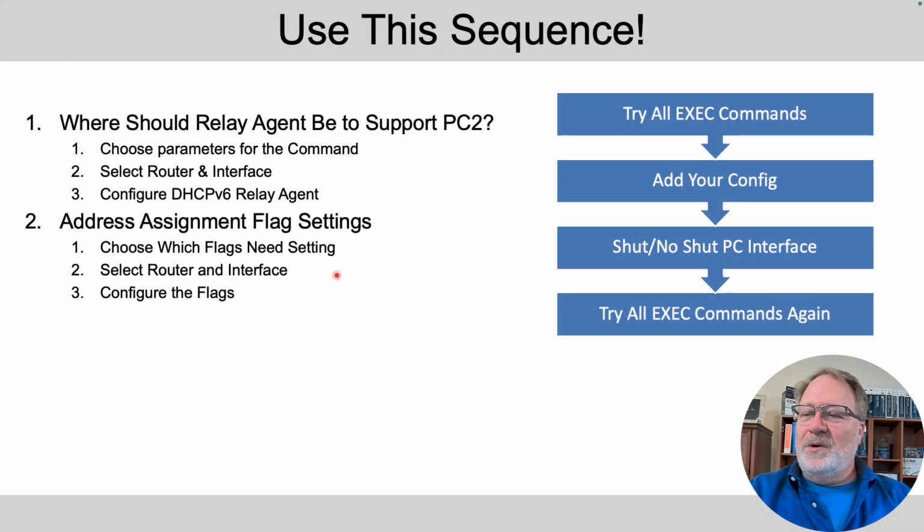So use this sequence in lab. Try those verification steps when you start lab before you configure anything. Then add your configuration, then no shut, or rather the reverse shut, and then no shut your PC interface. And then try all those commands again and see what's different. Hopefully your PC will be working just fine and you've done the configuration correctly at that point. All right, the text on the left is just a repeat of the what to do for configuration. But there's your sequence in lab.